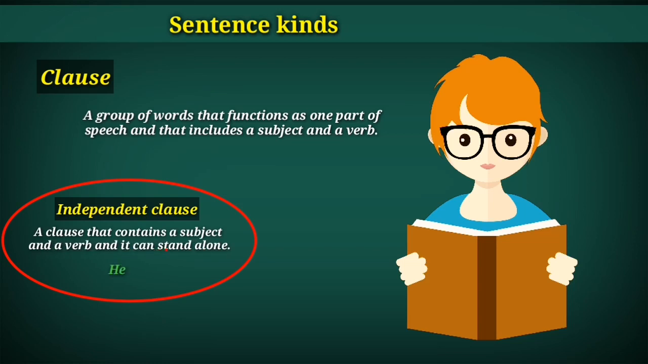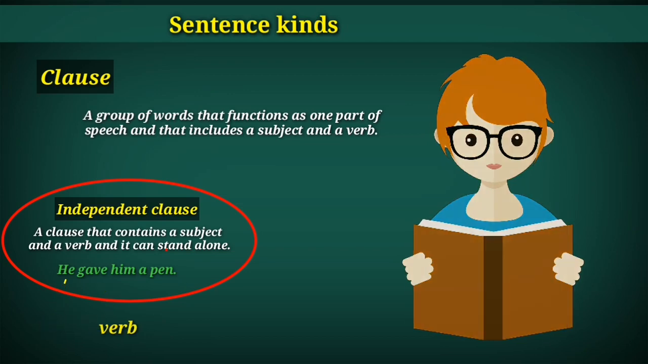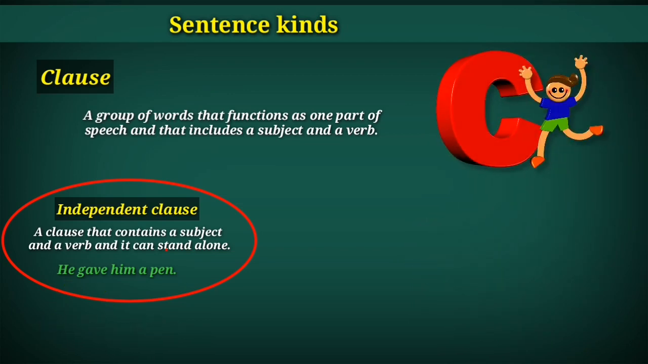For example, he gave him a pen. Here, the subject is he and the verb is gave. So this one is an independent clause and it can stand alone by itself.